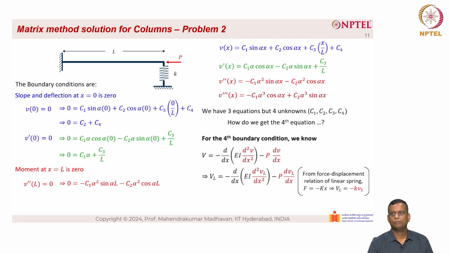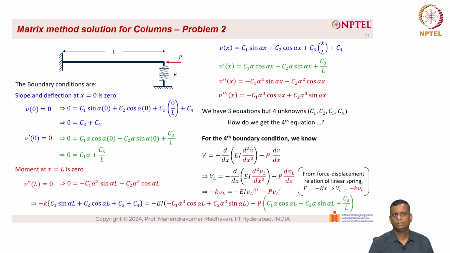From the force displacement relation of linear spring, we have F equal to minus kx, which indicates V of L equal to minus k into v of L. So we can substitute that in the above equation. Minus k into v sub L equal to minus EI into v sub L triple dash minus P into v dash L. Substituting, we have minus k into C1 sin alpha L plus C2 cos alpha L plus C3 plus C4 is equal to minus EI into minus C1 alpha cube cos alpha L plus C2 alpha cube sin alpha L minus P into C1 alpha cos alpha L minus C2 alpha sin alpha L plus C3 by L.